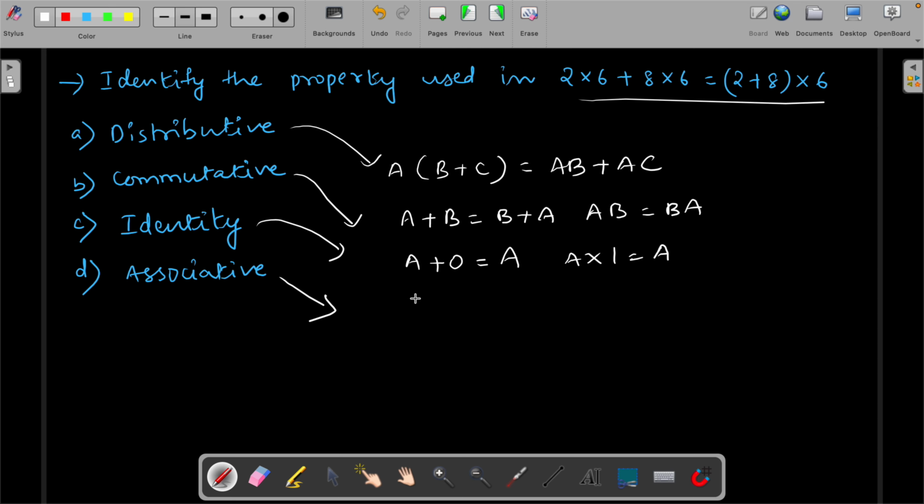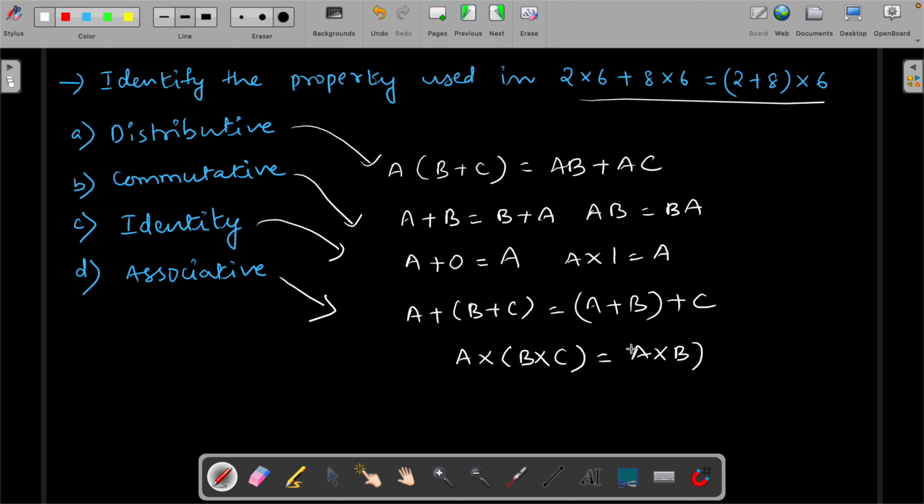What is associative property? A plus B plus C is equal to A plus B plus C, or A into B into C is equal to A into B into C. From all these things, what is the property of this equation? Distributive property. So the answer is option A.